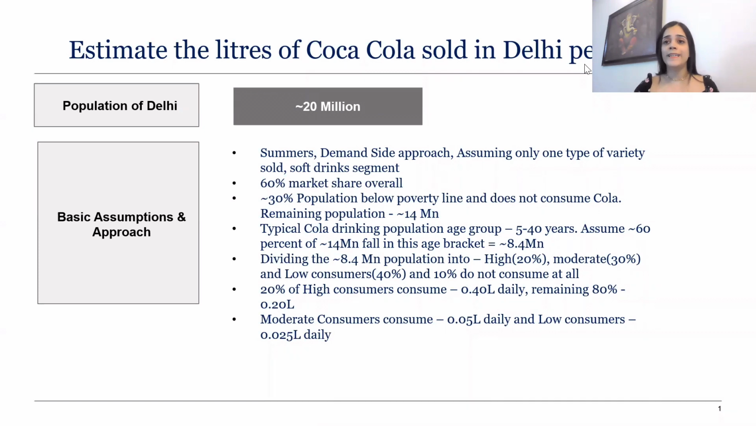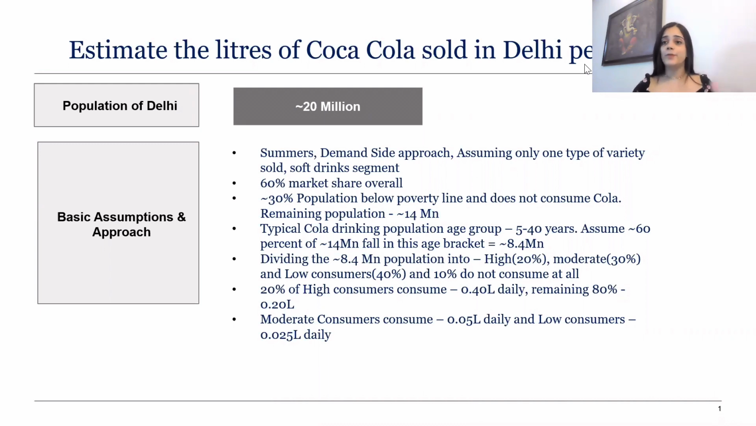Now, before we deep dive into the solution, while you're preparing for guesstimates, you need to be well versed with certain demographics, like what is the population of Delhi, what is the population of India, and what is the typical structure breakdown between urban and rural sector. So these are going to be super useful while you're solving guesstimates.